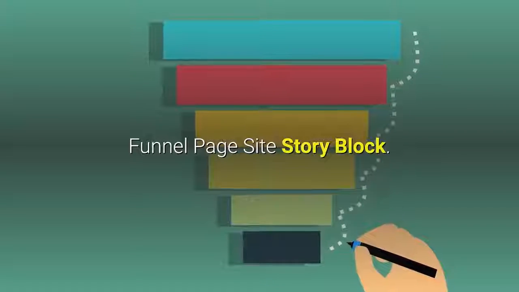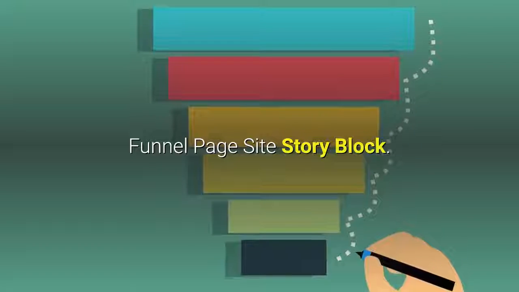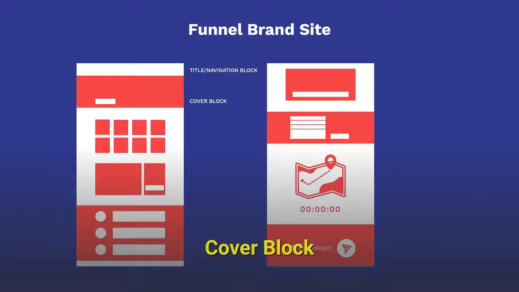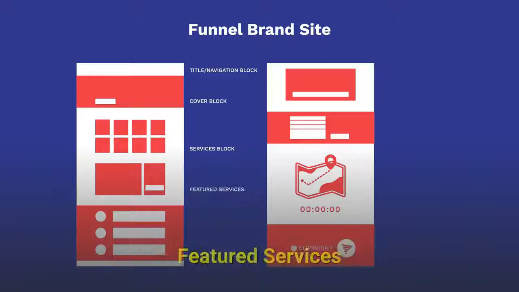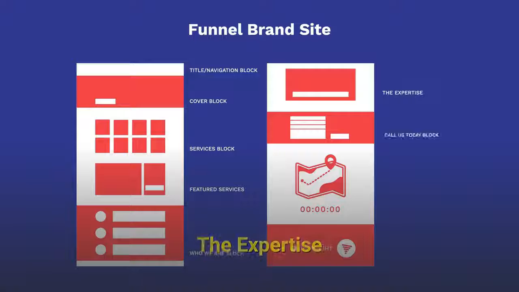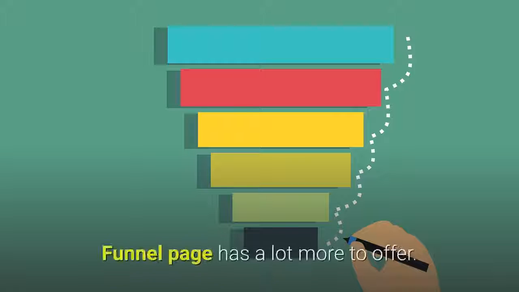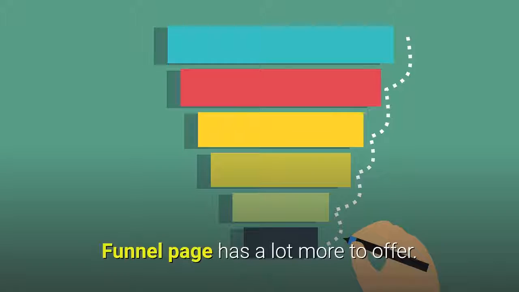Here are some of the story block formula of a funnel page site. First, we have the title, navigation block, cover block, services block, featured services, who we are block, the expertise, call us today block, the map address and hours block, and footer. This formula is a starting point on building your funnel page. There are still so many things that a funnel page site can offer.